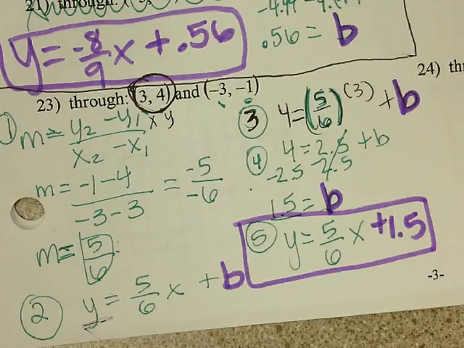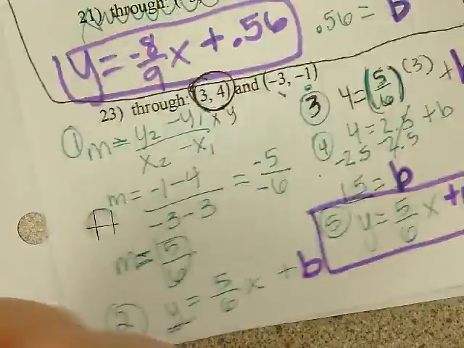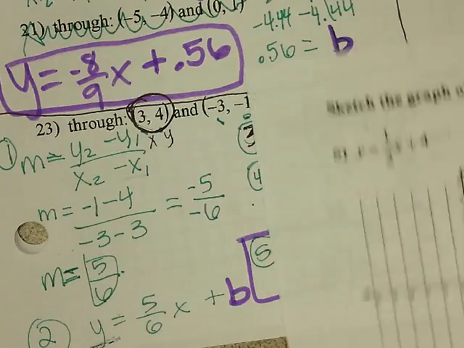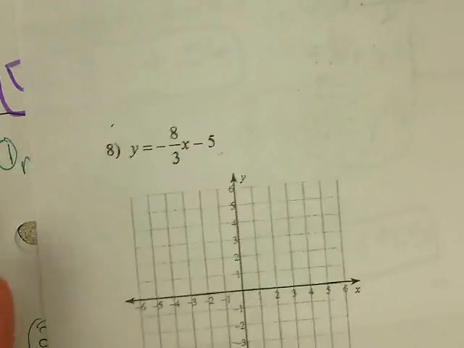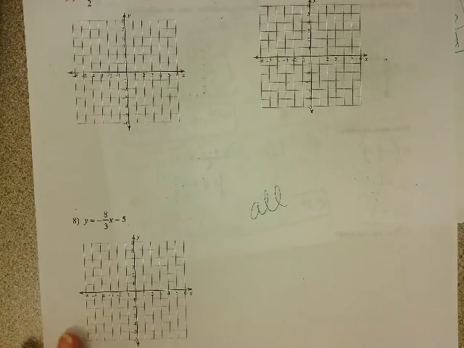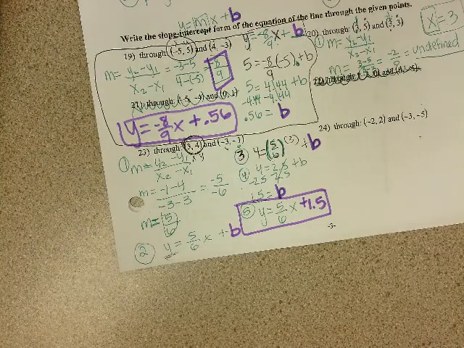All right. What time is it? Okay. Let's see. What's on the back? All right. The exit ticket. I want you to graph all of them. Okay, and then once you're done with the exit ticket, turn it into the basket.